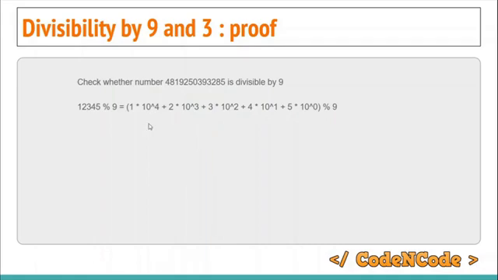Now the interesting thing is that 10 raised to power 4 can be written as 9999 plus 1. 10 raised to power 3 can be written as 999 plus 1. 10 raised to power 2 can be written as 99 plus 1, and 10 raised to power 1 can be written as 9 plus 1. So 10 raised to power d can be written as d times 9 plus 1. So 10 raised to power 4 is 4 times 9 plus 1, 10 raised to power 3 is 3 times 9 plus 1, and so on.